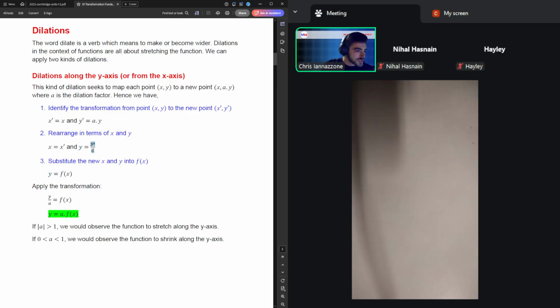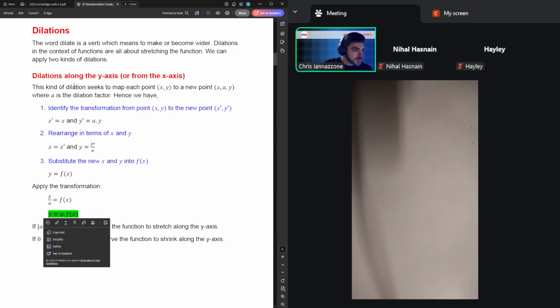y is equal to y dash over a, so we're going to replace that y with y over a. X is equal to x dash, so nothing's changing there, it's just x. This is no longer in a typical function sort of notation, so we're just going to do a quick rearranging to make sure that we still got y on its own, just like every other function that we look at.